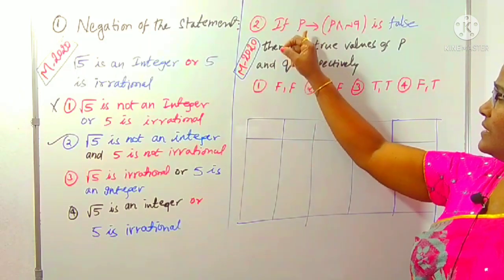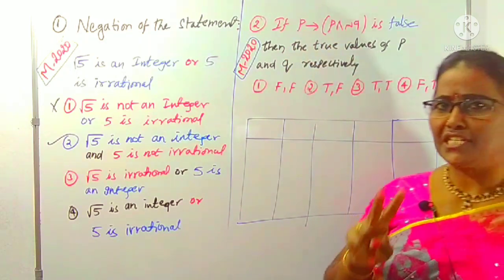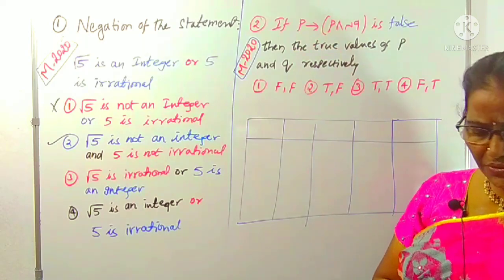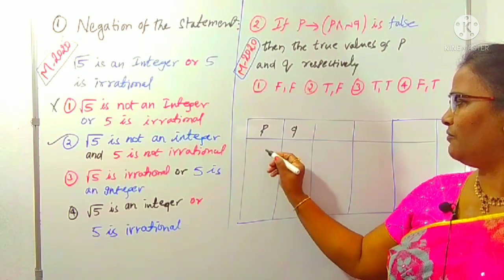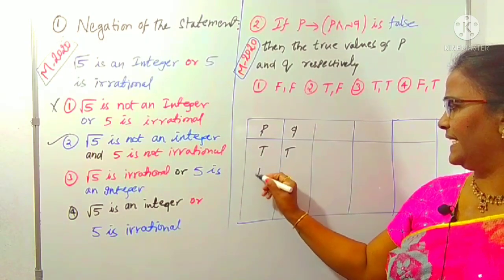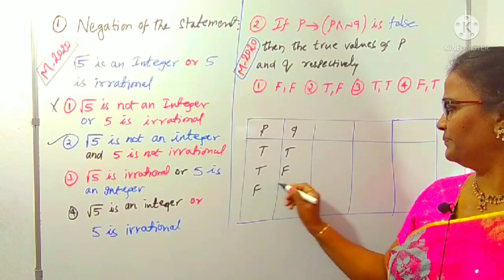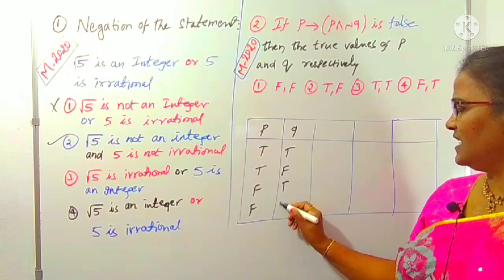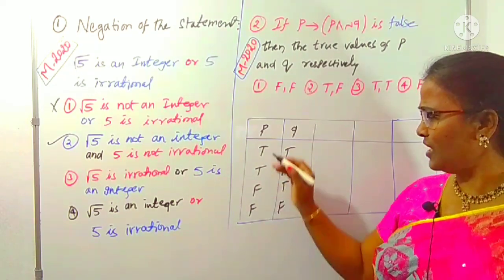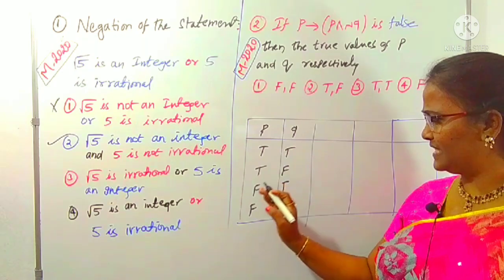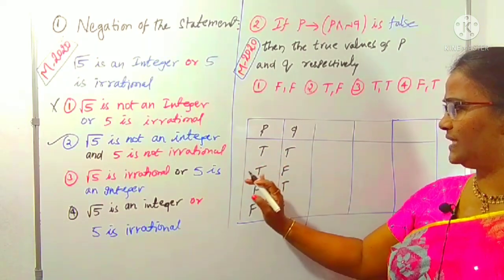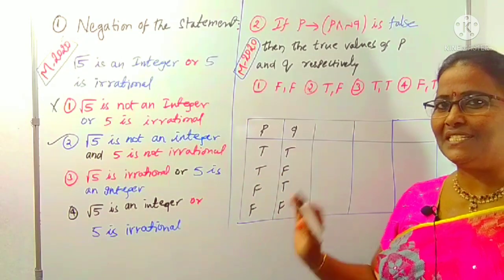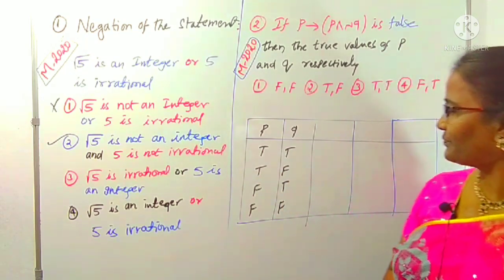In this given statement there are only two statements, P and Q. How many truth value combinations can you use? There are 4: TT, TF, FT and FF, right? Its order is not important. We can write in any manner, but you have to write two T's, TF, FT and two F's in case two statements are given.